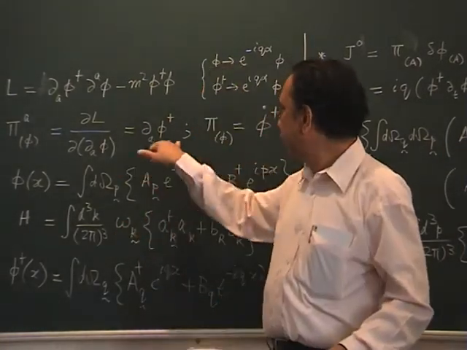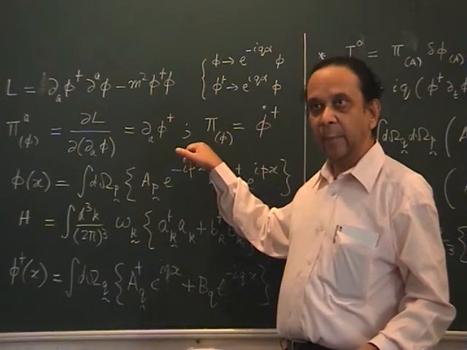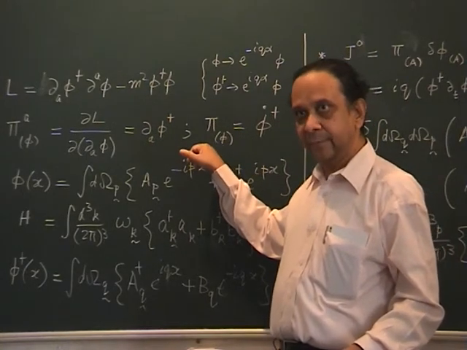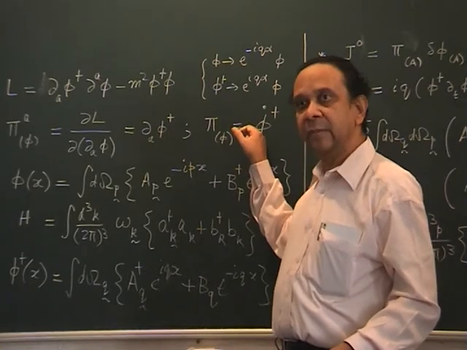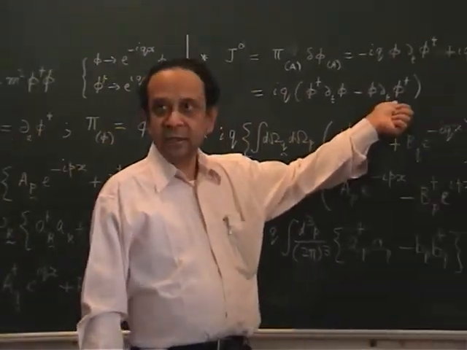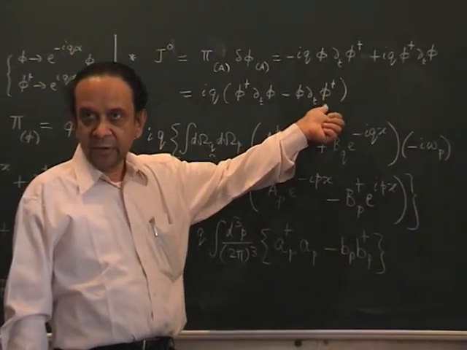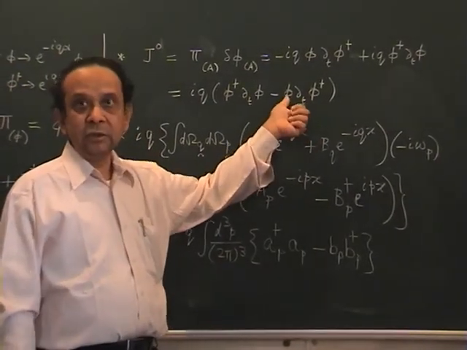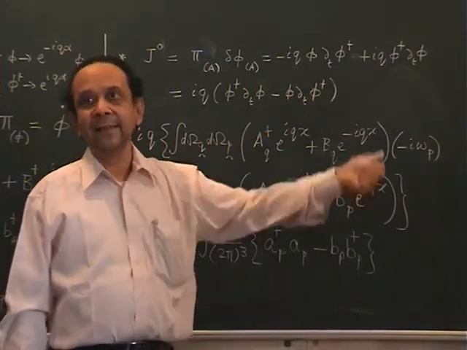So if we saw just here, did I wipe it out? No. Okay, so look at this. The momenta of the phi is the time derivative of the phi dagger. So that is exactly the combination we have: time derivative of phi dagger and a phi. So this is like QP.